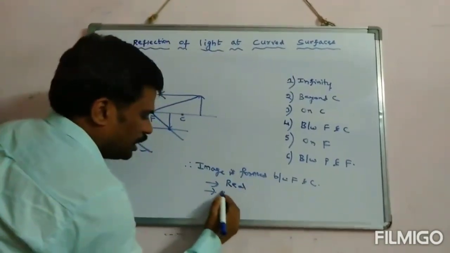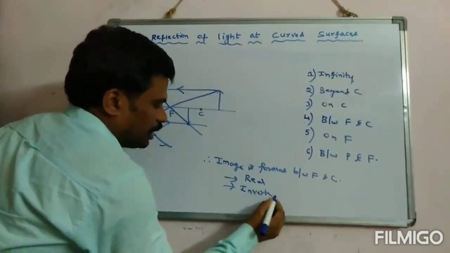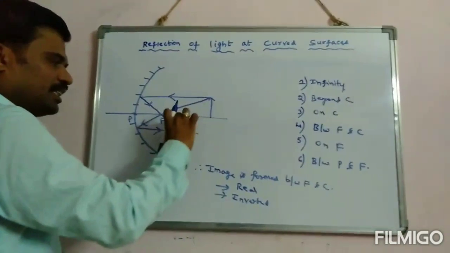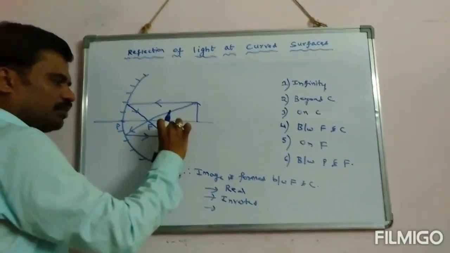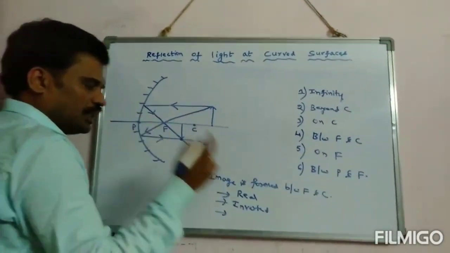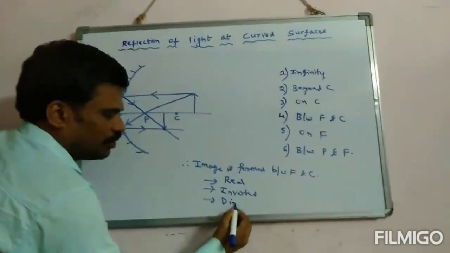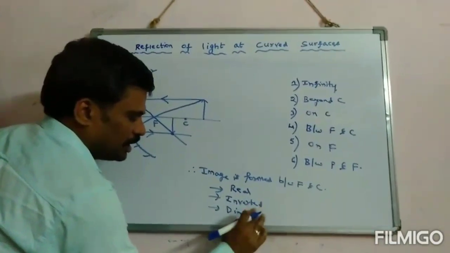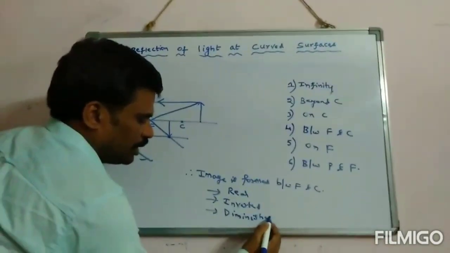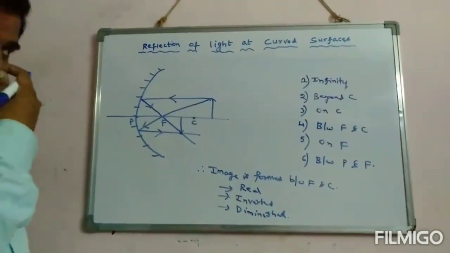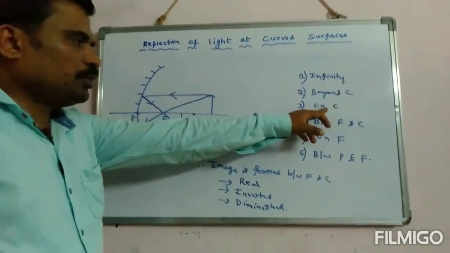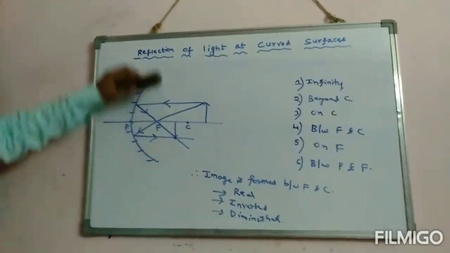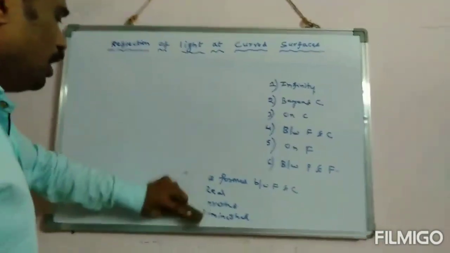If you see the size of the image, it is less than the object. Hence I can say the size of the image is diminished. Right? Now, next, the position of the object is on C. Now let us see the position of the object on C.